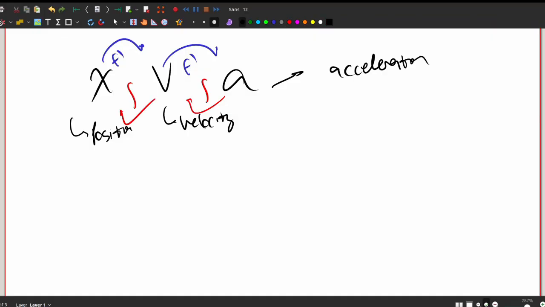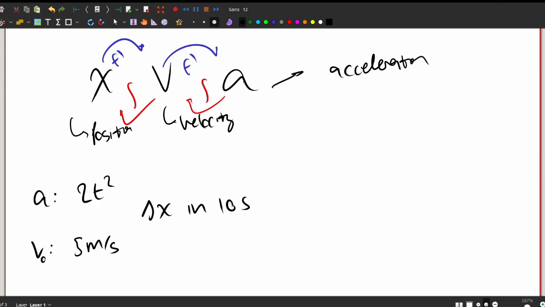Alright, so let's imagine I have a problem that says my acceleration is a function of time and it is mapped by the function 2t squared. Let's say my initial velocity, so v0, is 5 meters per second, and they're asking for my displacement, so my change in position, my delta x, in 10 seconds. So first, I want to know my position function. So let's start with acceleration. You know that a is equal to 2t squared, and to get to position, first I have to get to velocity. So I'm going to integrate.